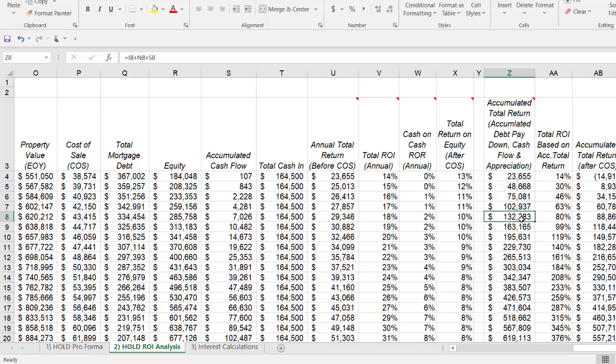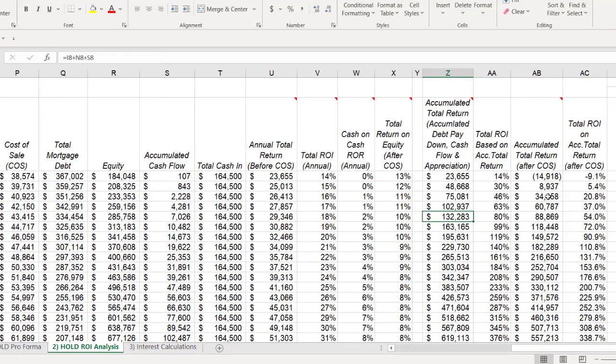You've had about $132,000 in total return. And then your total return on investment based on the accumulated total return, which is right over here. So it's about an 80% return on your money. That's not bad in 5 years' time. It really is not.